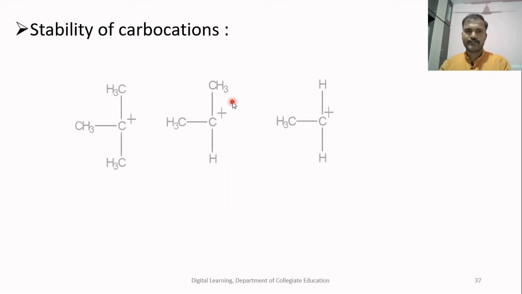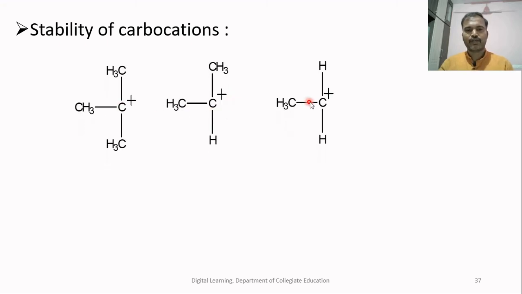Now, let us consider this. Here, I have taken 3 carbocations. It is a tertiary carbocation, a secondary carbocation, and a primary carbocation. So, it is tertiary butyl carbocation, isopropyl carbocation, and ethyl carbocation. In the case of tertiary butyl carbocation, the carbon having a positive charge is attached to 3 methyl groups. As a result, the tertiary butyl carbocation can show 9 hyperconjugation interactions.